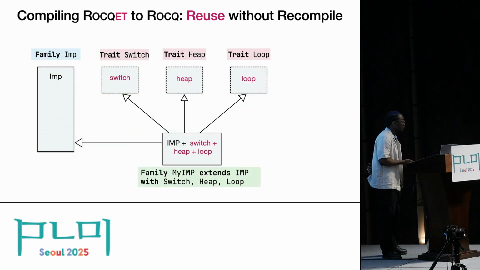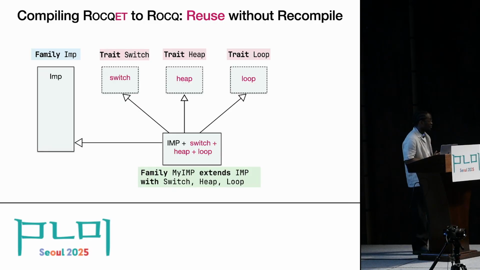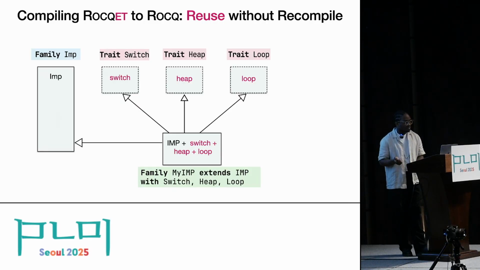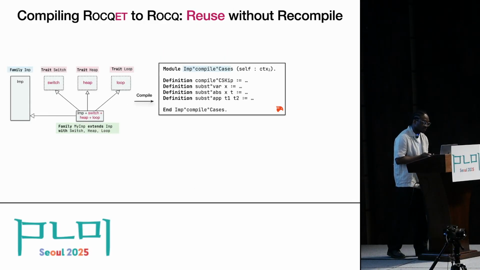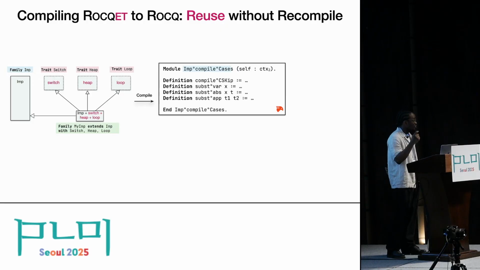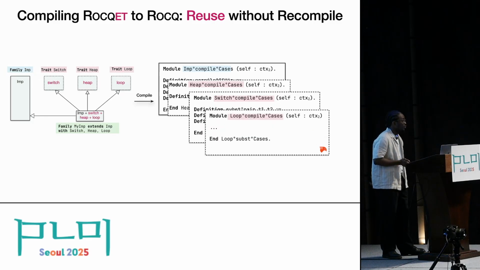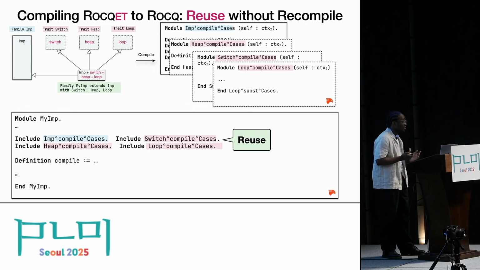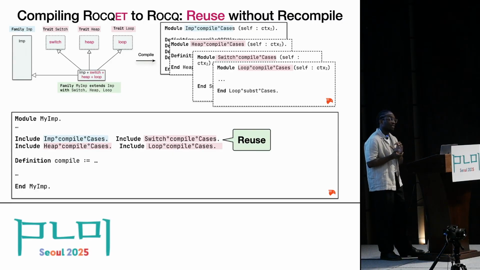So previously, we mentioned that we compose extensions in Rocq without code duplication. So let's see how that works. So take this extension we've developed, and then we'll compile each extension's compilation function into a parameterized module. And then when we want to compose them together, we use the Rocq include mechanism. So this way, we reuse the code that we've previously generated without recompilation and rechecking proofs.